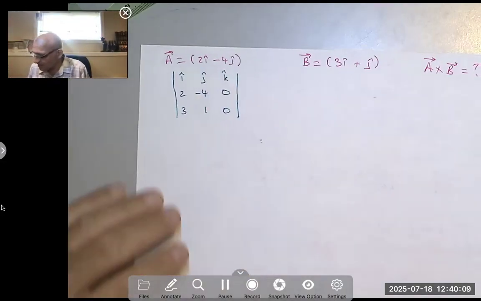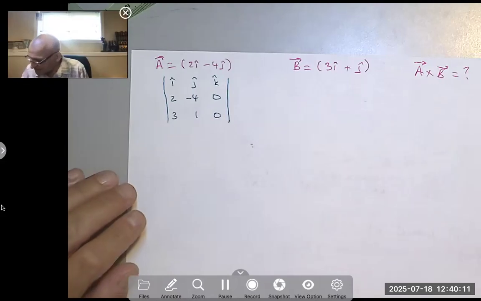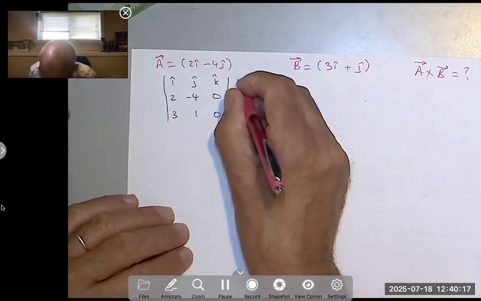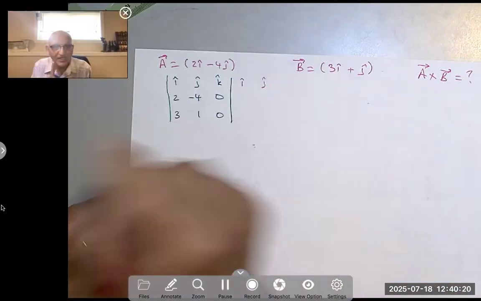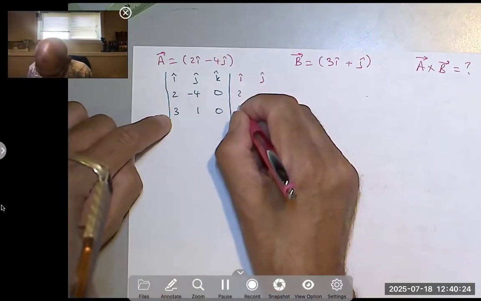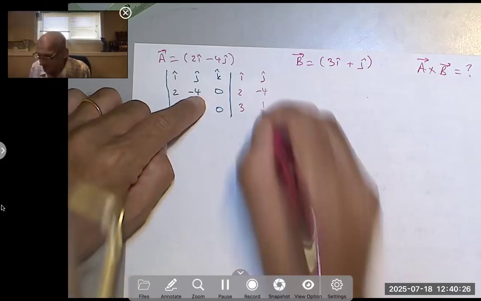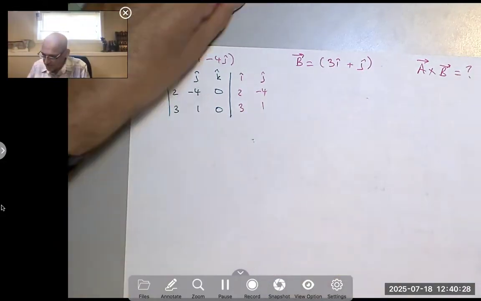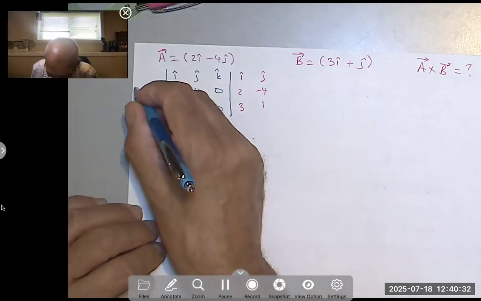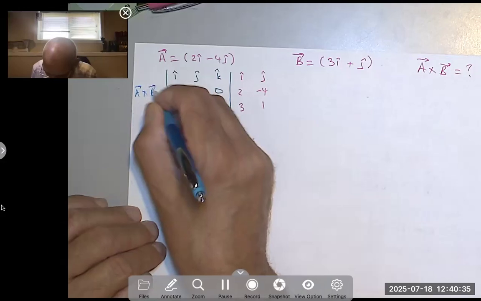So this method is called the augmented column method. We rewrite the i and the j only. The i and the j, 2, 3, negative 4, 1. And then we say, okay, so the determinant here, which would be A cross B, equals.